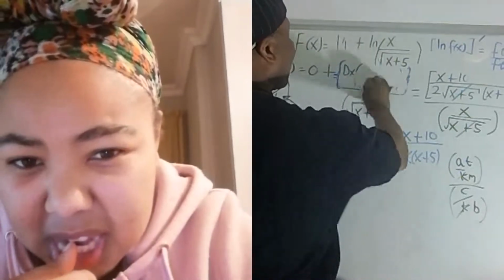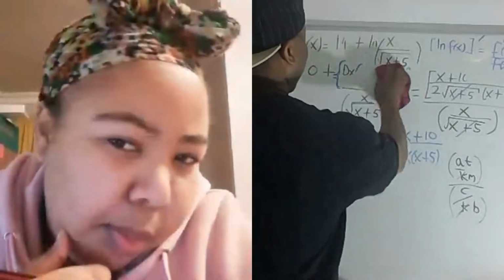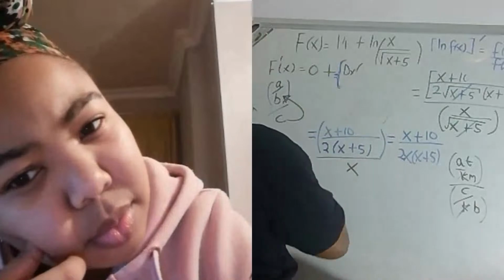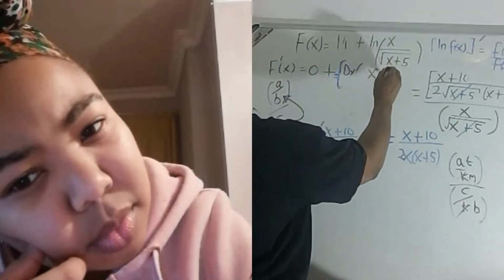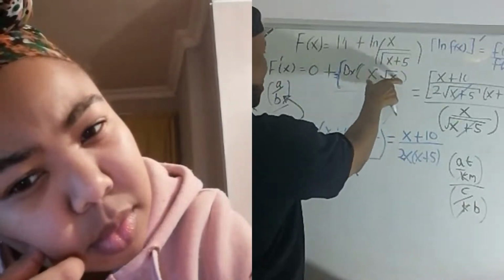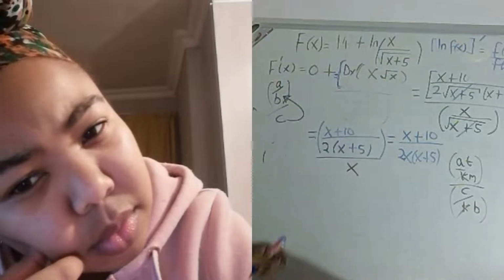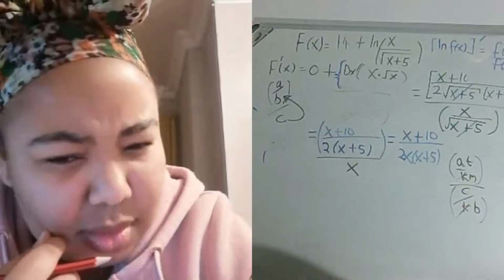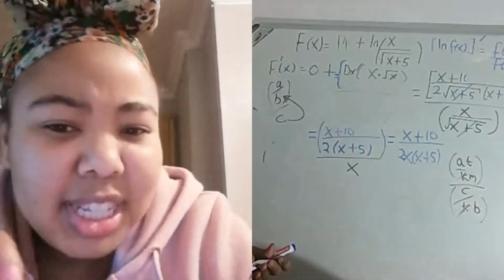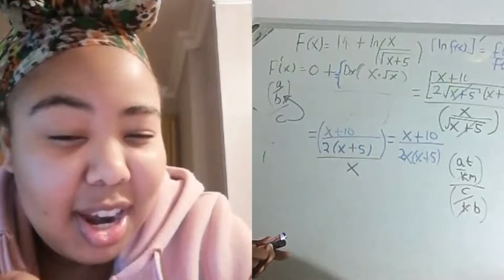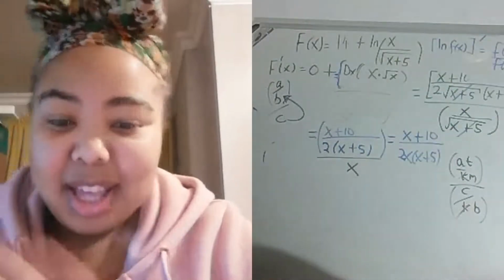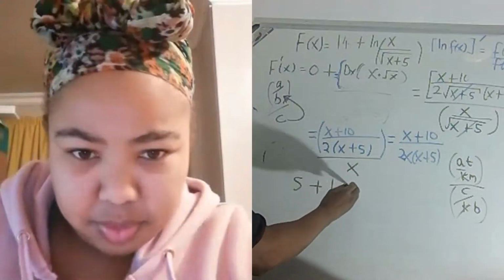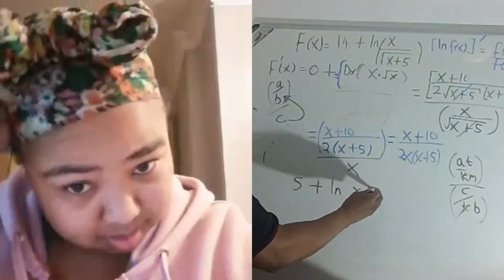If it was, let's say, just an example, something like x times the square root of x, then you have to do the product rule. Wait, this is the ln. Okay, let me take an example. If our question was, let's say, 5 plus ln of x square root of x.